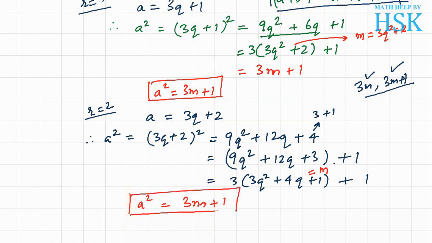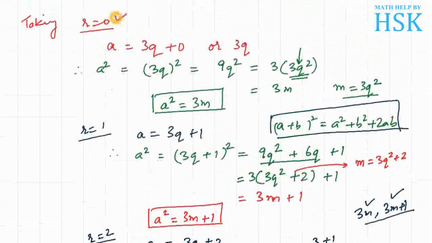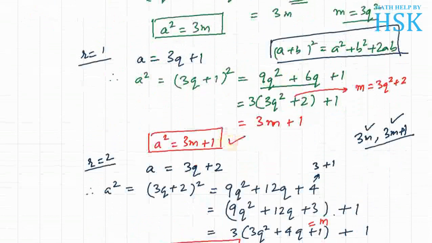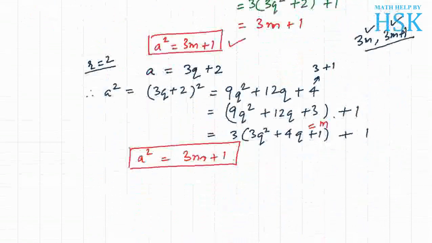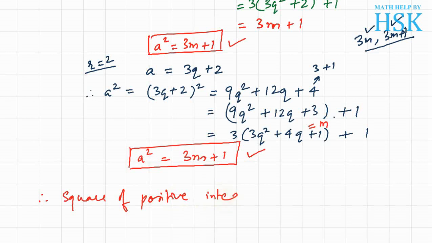So using all the possibilities: for r is equal to 0, we get a square is equal to 3m. For r is equal to 1, we get a square is equal to 3m plus 1. For r is equal to 2, we get a square is equal to again 3m plus 1. Therefore, the square of a positive integer is in the form of 3m or 3m plus 1. Hence proved.